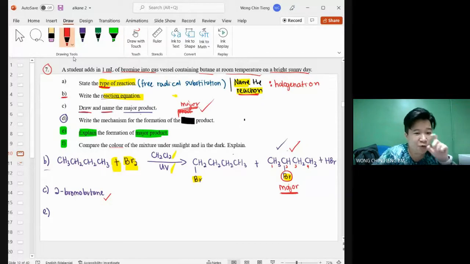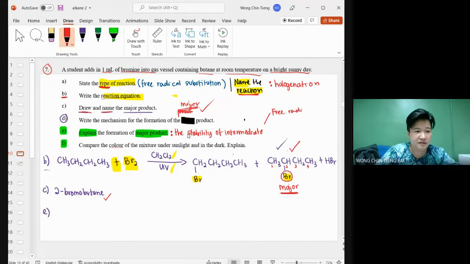This question, no matter in what chapter after this, kalau ada isu major minor product, antara soalan favorite will be explain why that is the major product. And your answer will always relate to the stability of intermediate. Jangan jawab kat saya sebab dia higher class. Always relate to stability of intermediate. Alright? Intermediate kita ada apa? Remember your free radical? Alright? Remember your carbocation? Okay. Remember your carbanion?